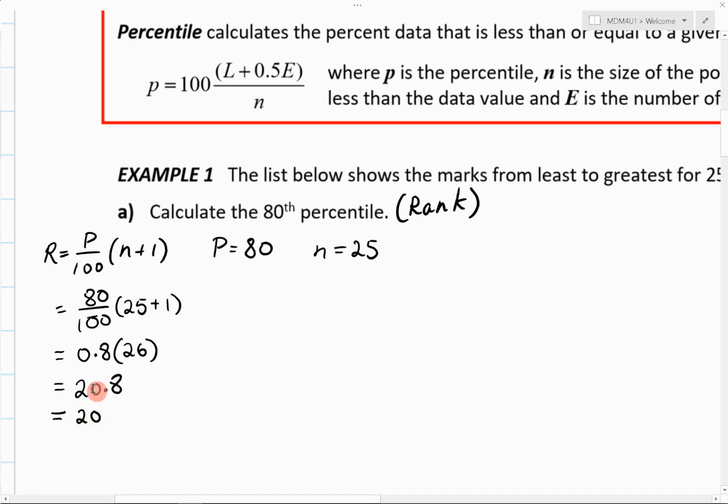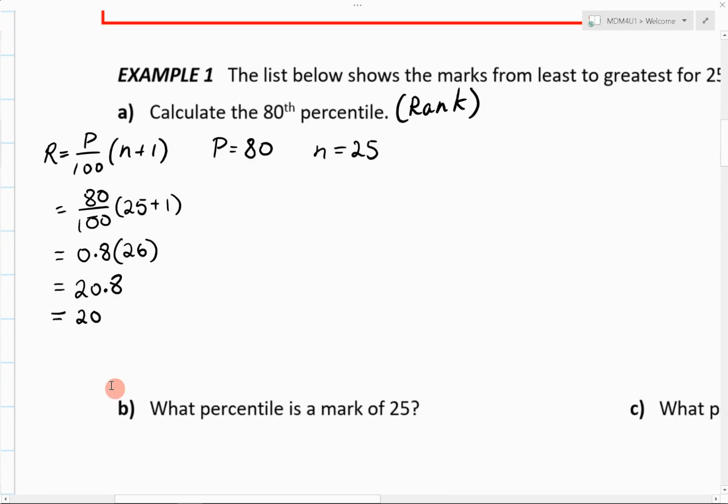Okay, and the reason why we don't round up is because if 20.8 represents the 80th percentile, then 21, the 21st number, will not be the 80th percent. It will be something higher than 80%. So we always round down to guarantee that we have the 80th percent. So here, just make a note that we always round down.